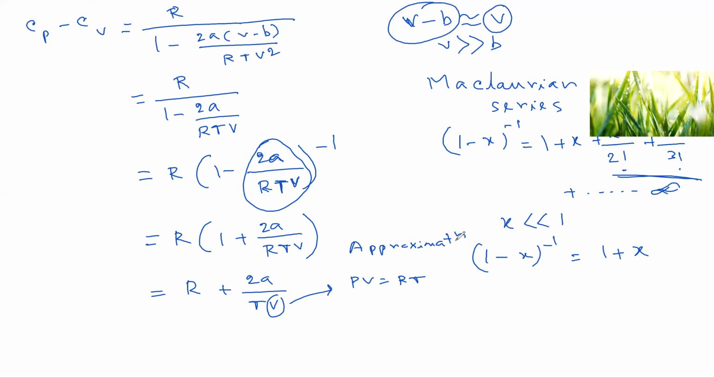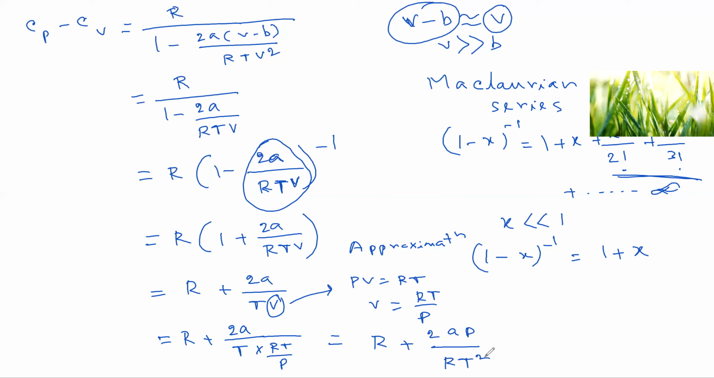Okay, so we are doing this for Van der Waals gas, but we are replacing this V using our ideal gas equation. V is equal to RT by P. So we'll put it over here. So we can write R plus 2A by T into RT by P. So this is equal to R plus 2AP by RT squared. So this is the mathematical value of Cp minus Cv for a real gas obeying the Van der Waals gas equation.